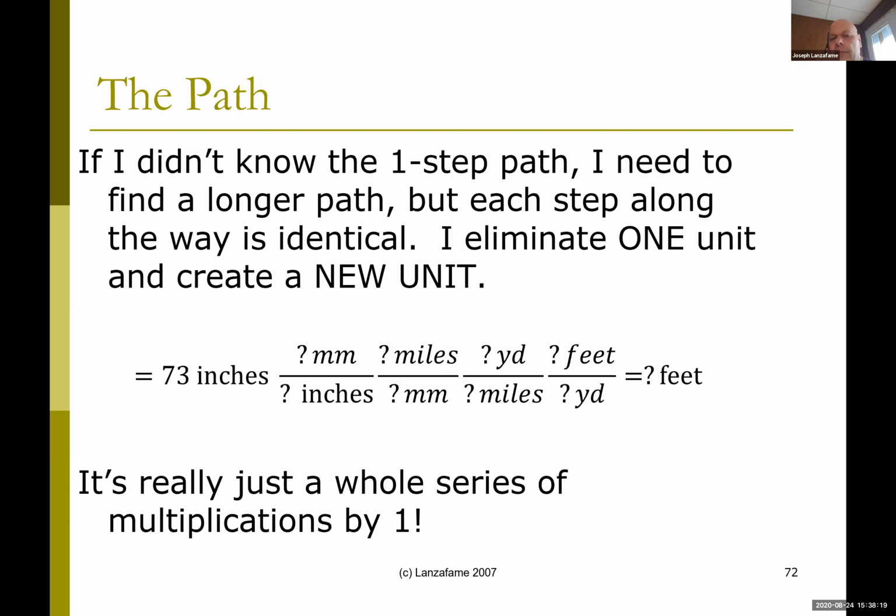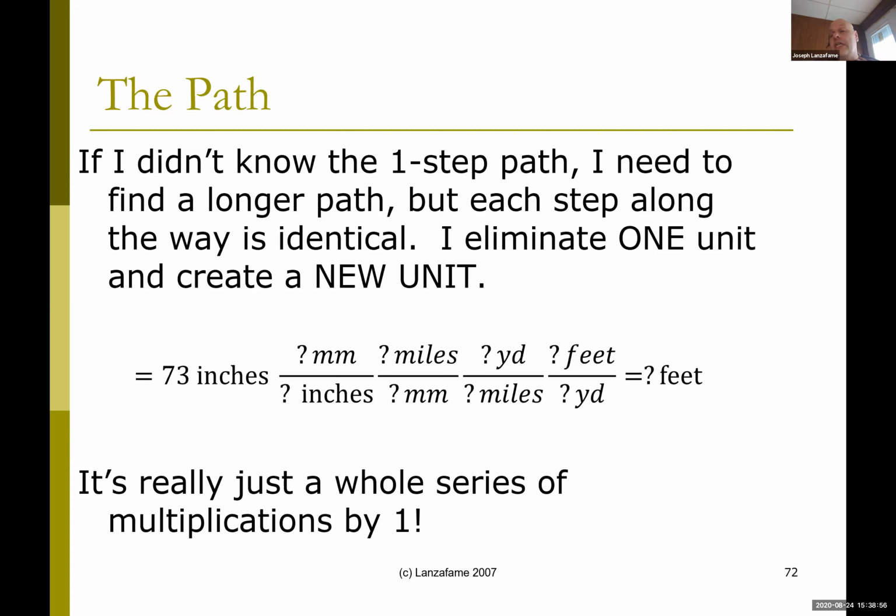But maybe I didn't. Maybe I know inches to millimeters, and I know millimeters to miles, and miles to yards, and yards to feet, right? No matter how many conversion factors there are, there's always two things I can say about it. Each one of those conversion factors is just a fancy 1, right? It is the exact number of millimeters that equals the exact number of inches, right? And so as a magnitude, the millimeters over inches has a magnitude of 1.